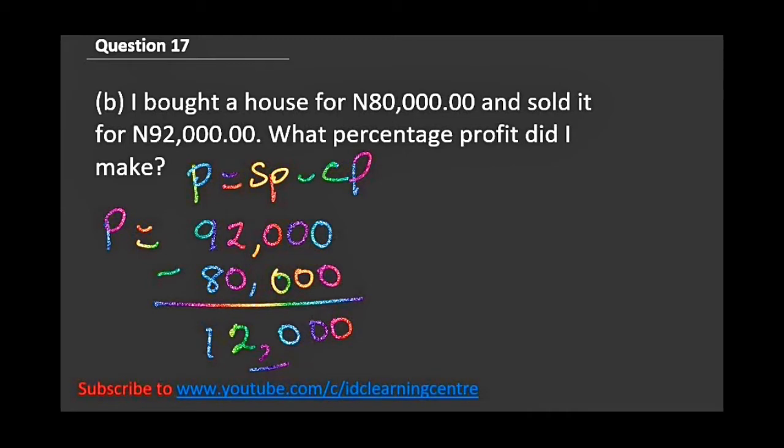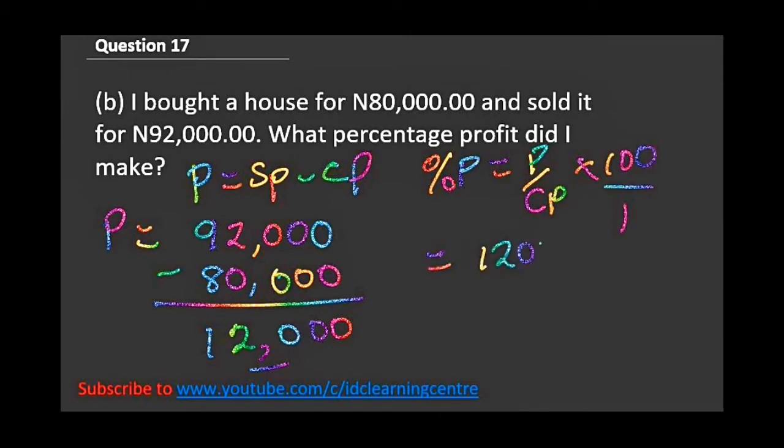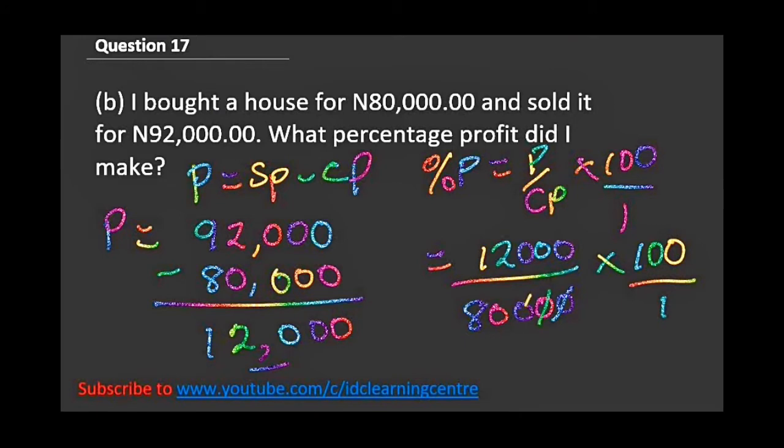But the question says we should find the percentage profit. So percentage profit is profit over cost price times 100 over 1. So the percentage profit will give me the profit, which is 12,000, divided by the cost price, which is 80,000, times 100 over 1. 1, 2, 3 cancels 1, 2, 3. 1 cancels 1. 2 into 8, 4. 2 into 10, 5. 4 here 1. 4 into 12 is 3. 3 times 5. The answer will be 15%.